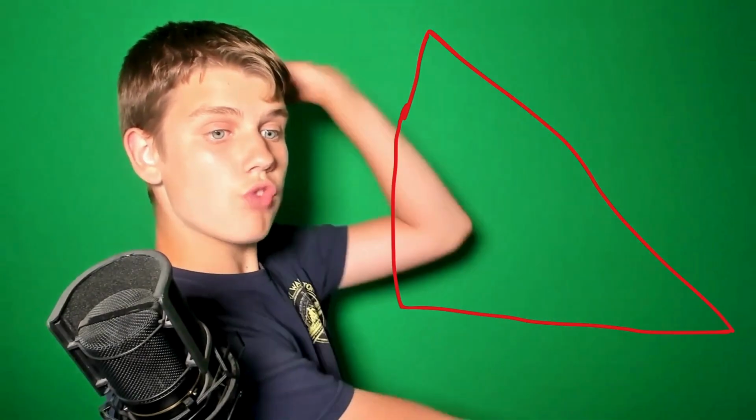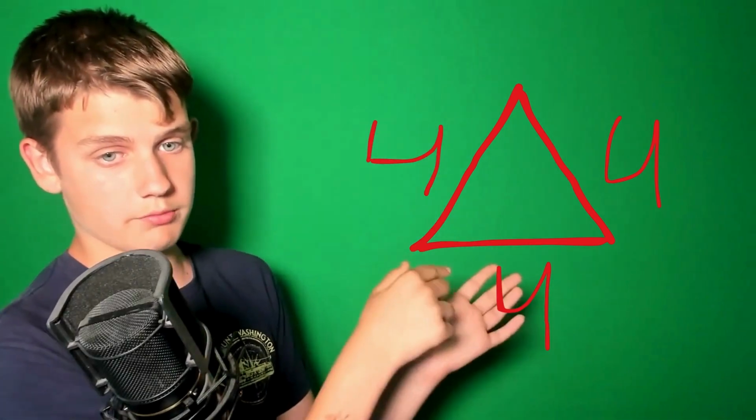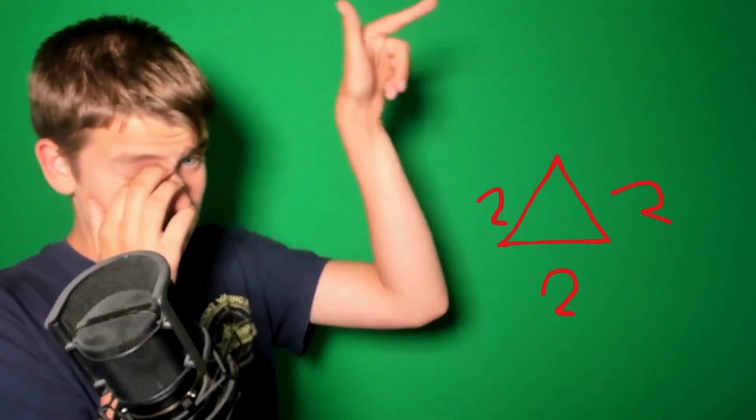And then we talk about dilations, which is when a shape shrinks or grows by a multiplicative factor. For example, you have a triangle with all the side lengths being 4, 4, 4. Then you dilate it by 0.5, which is basically just you're dividing it by 2. So the side lengths become 2, 2, and 2.